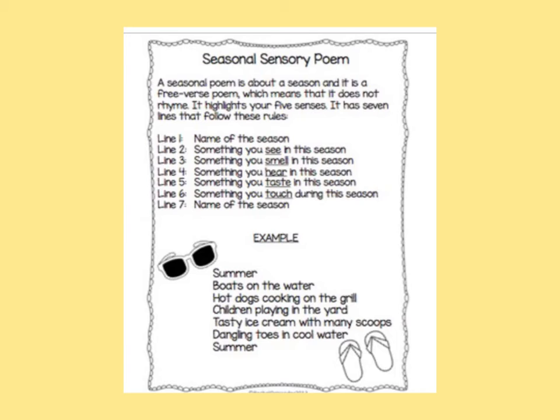Next, we're going to look at a seasonal sensory poem. A seasonal poem is about a season, and it's free verse, which means it does not rhyme. It highlights your five senses. It has seven lines that follow these rules.